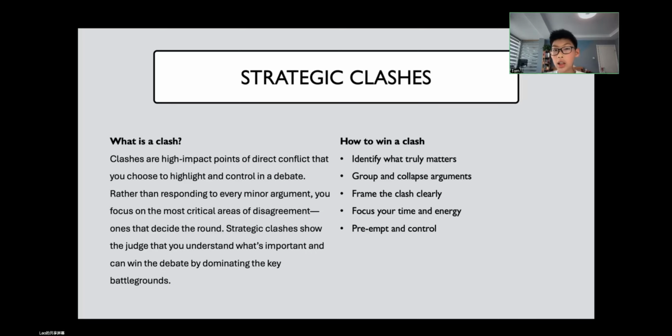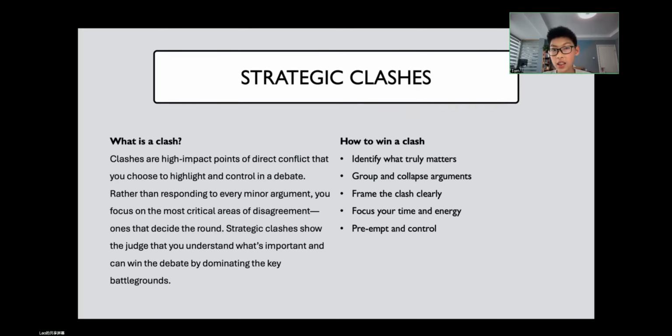So strategic clashes show the judge and the audience that you understand what's important, not just rebutting everything. You know the most important point in the debate and can win it by dominating the key battlegrounds, not every minor battleground. That will make you seem like you don't know what the main point of disagreement is. So, how to win a clash?